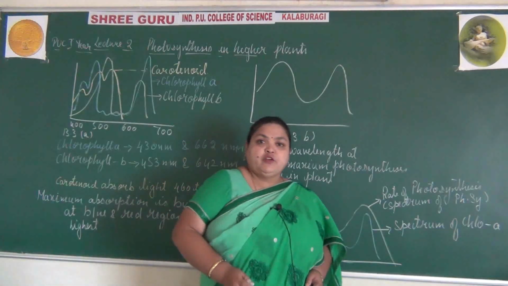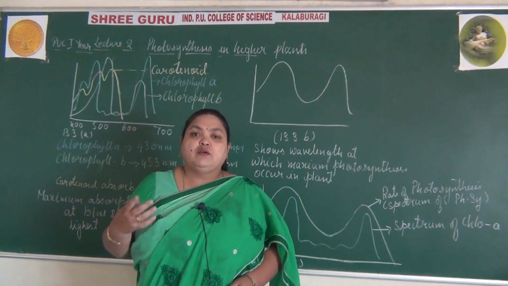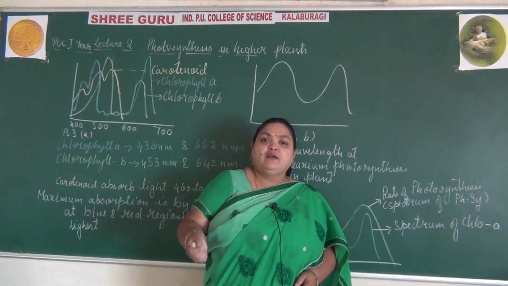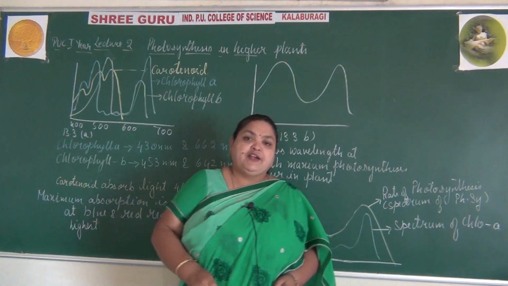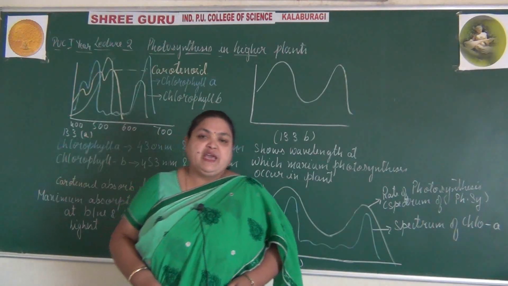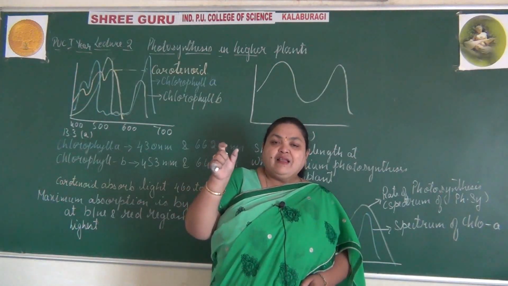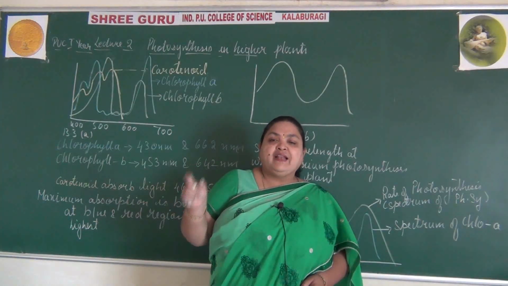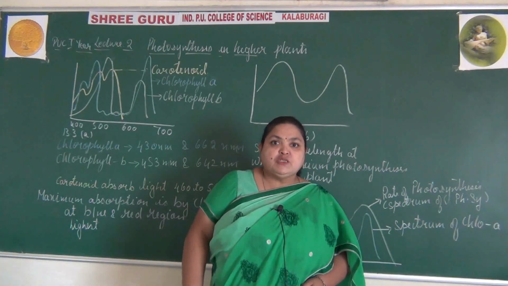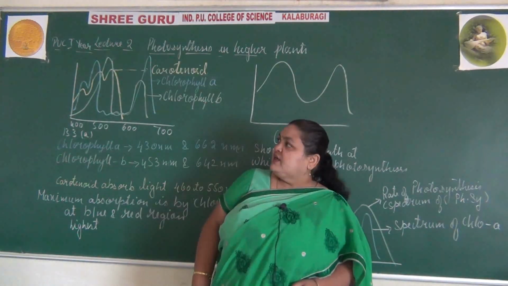And by the paper chromatography method, as we observed, it shows four types of pigments: chlorophyll A, chlorophyll B, xanthophyll, and the carotenoids. So these four pigments, as we see in the paper chromatography experimental process, give us a graph, and we can identify the importance of these chlorophyll pigments in the process of photosynthesis by studying the graph.